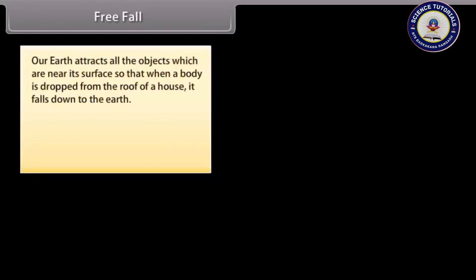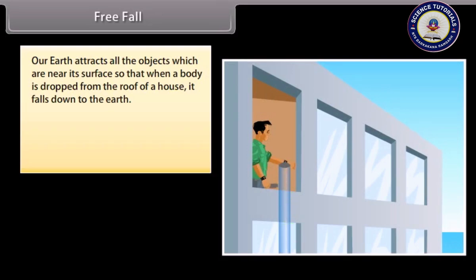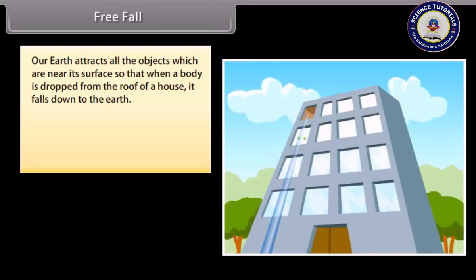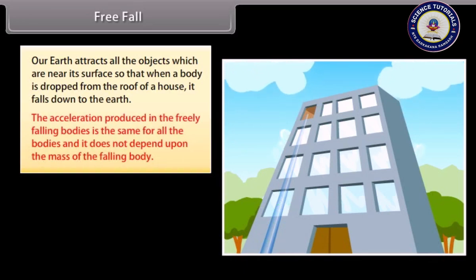Free fall. Our earth attracts all the objects which are near its surface, so that when a body is dropped from the roof of a house, it falls down to the earth. The acceleration produced in the freely falling bodies is the same for all the bodies and it does not depend upon the mass of the falling body.